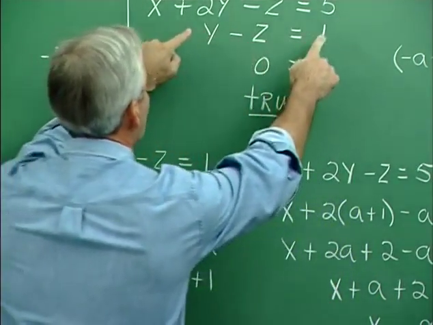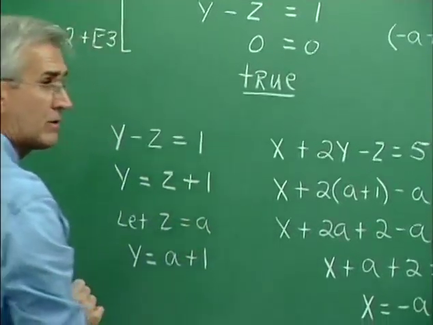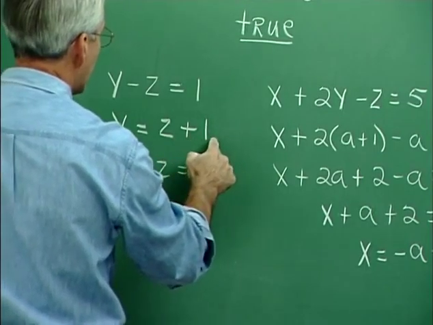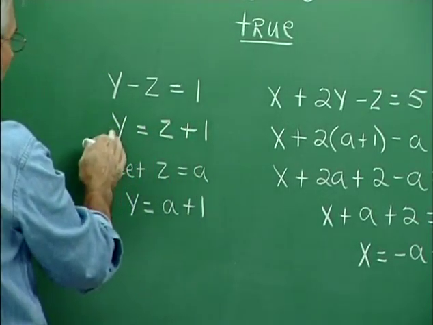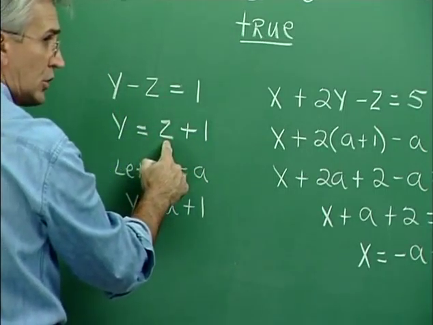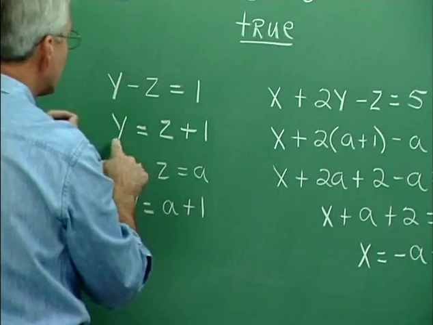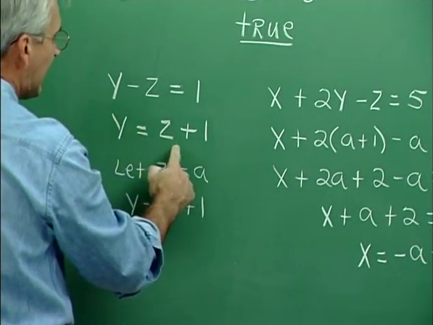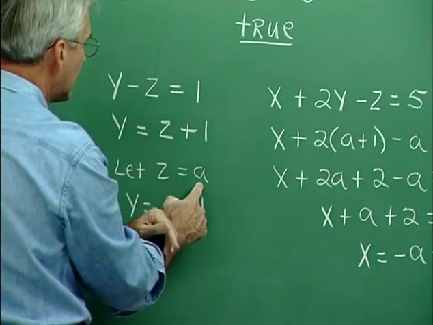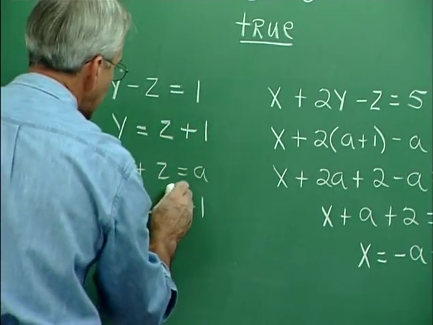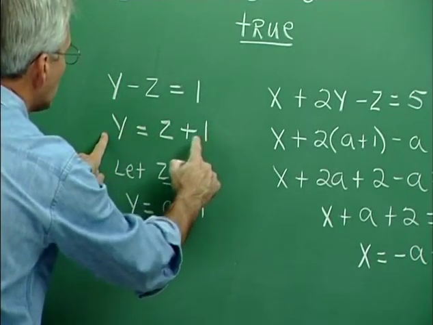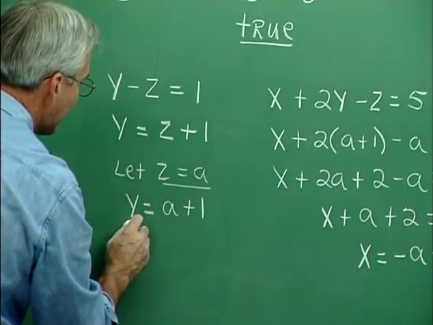You take this equation and solve it for one of the letters. It's easy here to solve for y. So if I say that y is equal to z plus 1, then I'm solving for y. Now you let the letter used in the solution of y take on a value like a. Just name it a, some foreign letter. I'll tell you why in just a minute. All right, so if z is a, we now have a value for z. And then this becomes y equals a plus 1. So now we have a value for y.